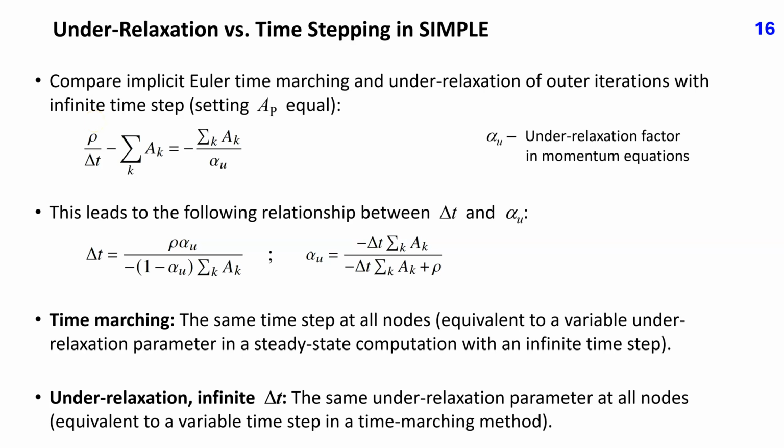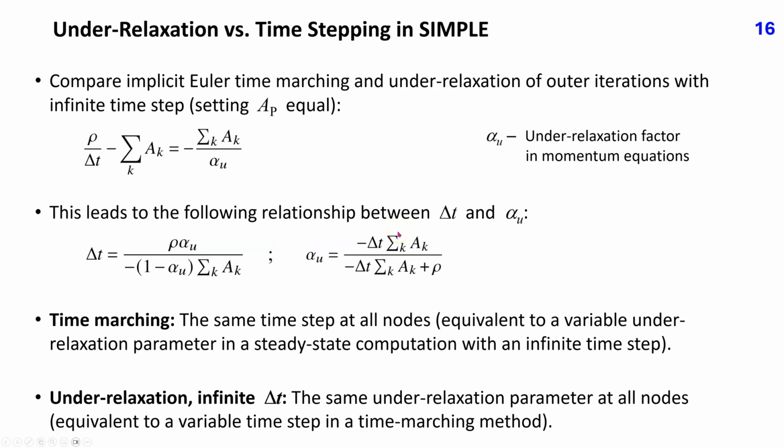In that case, the matrix coefficient on the main diagonal contains the negative sum of neighbor coefficients plus density divided by time step from the time derivative. If we set this coefficient equal to the one when only under-relaxation is used, we obtain the following relationships between time step and under-relaxation parameter.